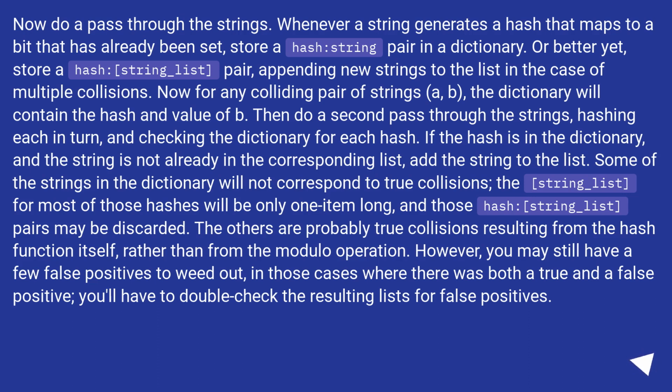The others are probably true collisions resulting from the hash function itself, rather than from the modulo operation. However, you may still have a few false positives to weed out. In those cases where there was both a true and a false positive, you'll have to double check the resulting list for false positives.